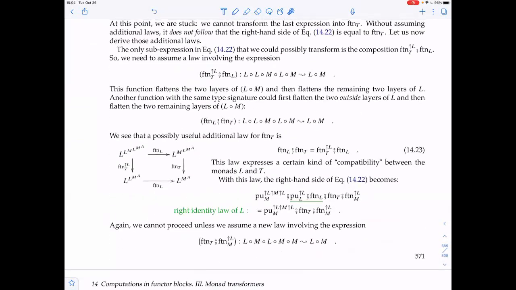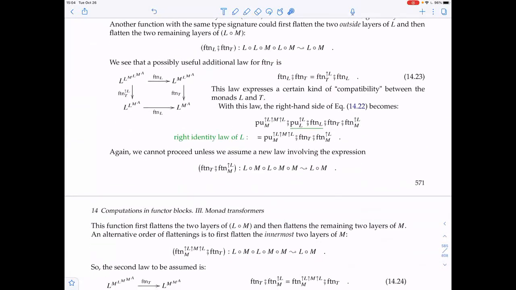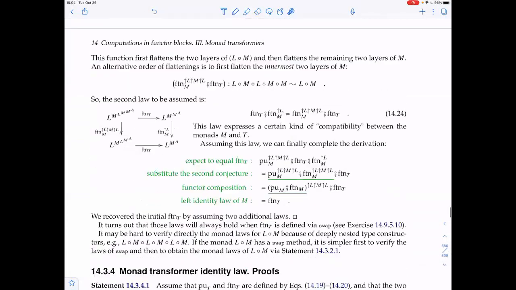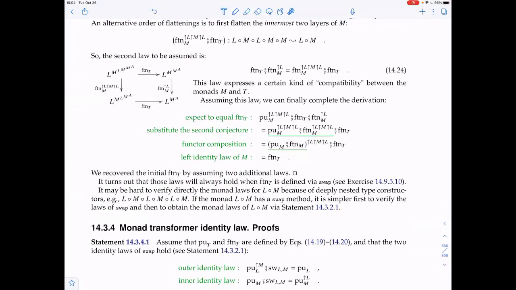This is additional law for the Flatten function of the big monad. Now, if this law holds, then the swap is correct. So this is an interesting thing that you can actually derive swap from Flatten if you didn't know what it was, or you can derive Flatten from swap.